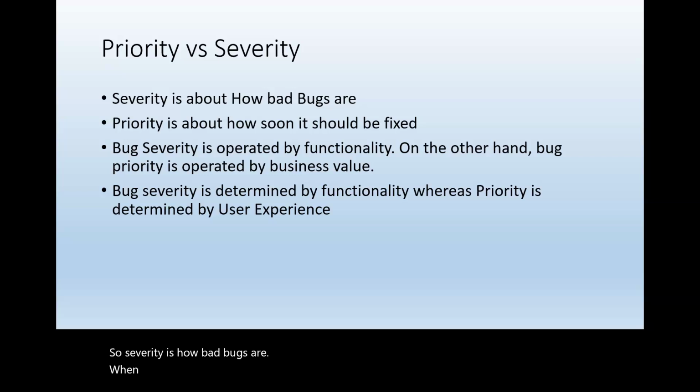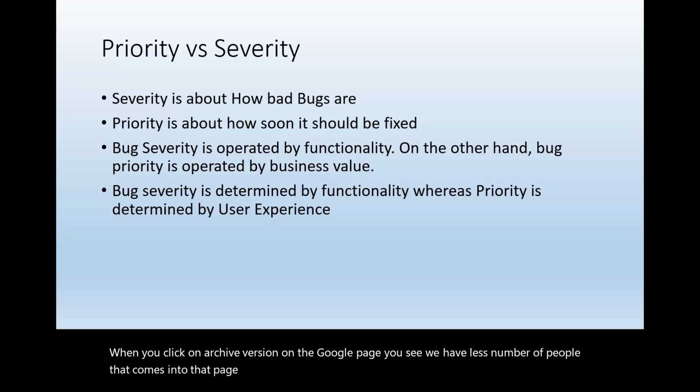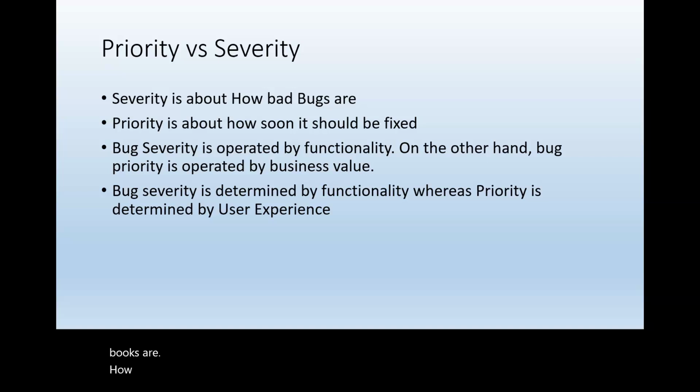When you click on the archive version on a Google page, we have a small number of people that come to that page. But is it considered to be of what? Critical. Severity is how bad the bugs are, how they impact our application, not the user's point of view. I want you to get it clear about what severity is all about.